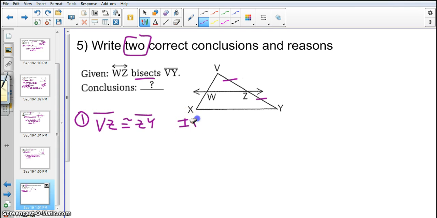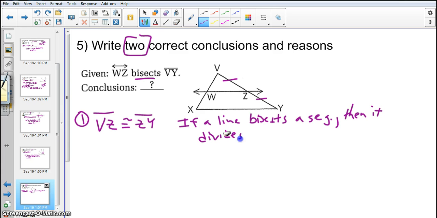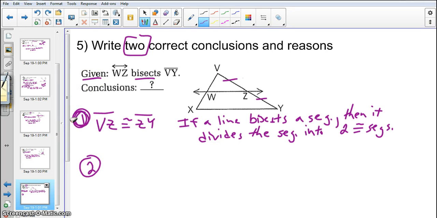And our if-then statement would be if a line bisects a segment, then it divides the segment into two congruent segments. Okay. So now we have to think of a second conclusion that we can get from not only our given statement, but from what we just stated, stating that segment VZ would be congruent to segment ZY.